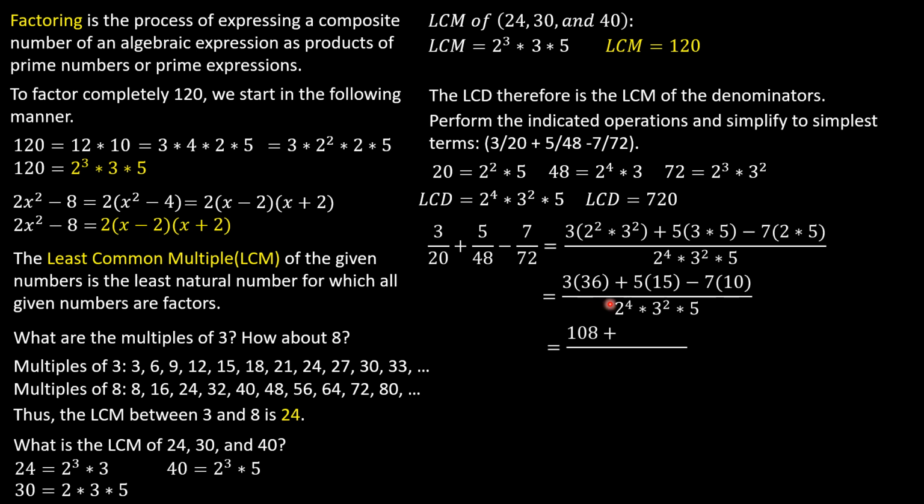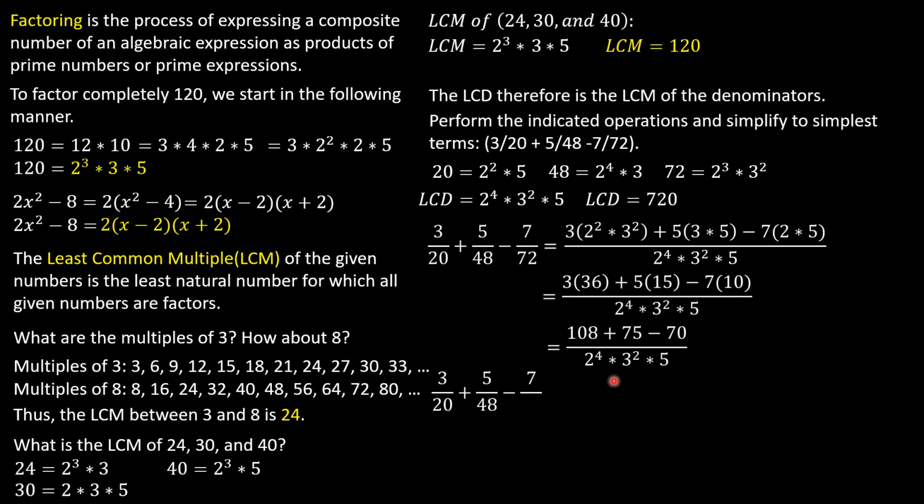So that is simplified further into 3 times 36, 108, plus 5 times 15, 75, minus 70, 7 times 10, over the LCD, which is 2 to the 4th times 3 squared times 5. 108 plus 75 minus 70 is 108 plus 5. And 108 plus 5 is 113. Which happens that 113 is a prime number. Therefore, we can no longer simplify this to simplest terms. The answer is 113 over 720.